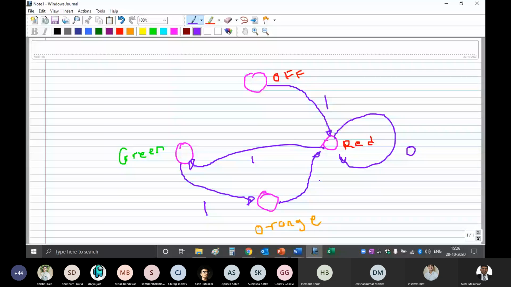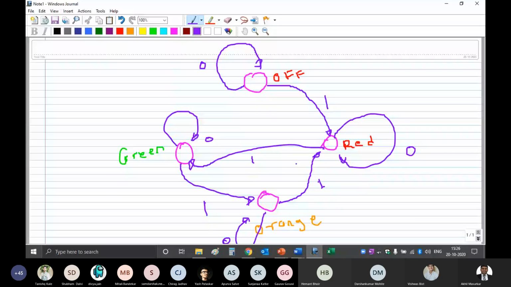And this thing keeps on happening: red, green, orange, red, green, orange, red, green, orange. So it keeps on happening, and you can have one thing here that if I am in the off state and if the input is 0, I can stay at 0. If I am in the green state, I can stay at 0. And if I am in the orange state, I will stay at 0. So unless I get a 1, I will not change the state. That is the meaning of this state diagram.